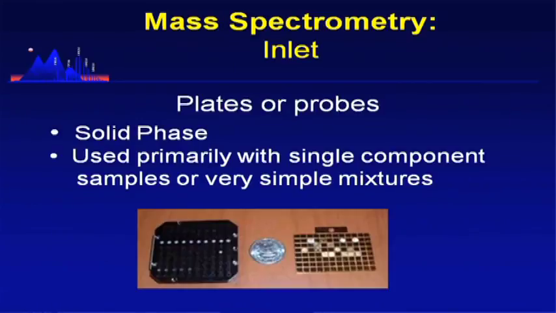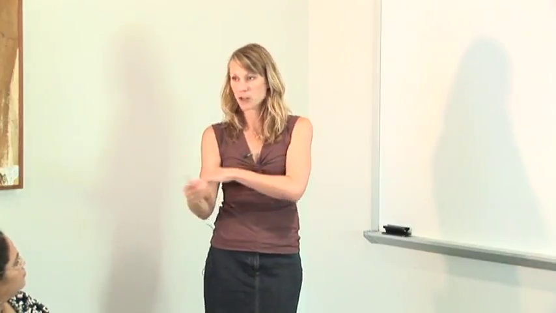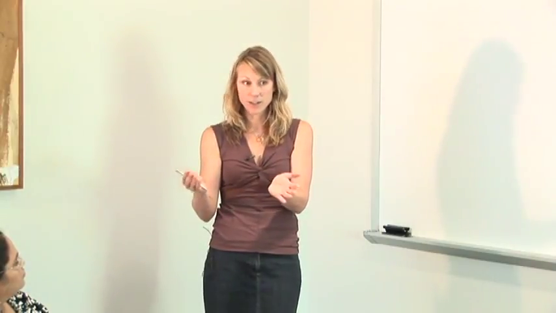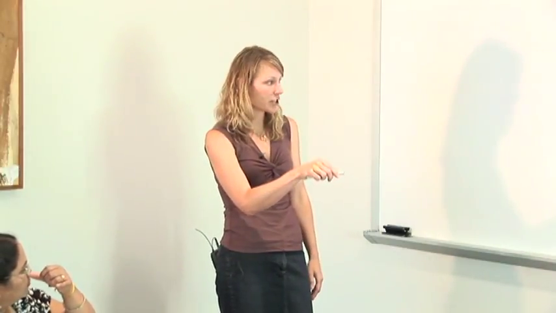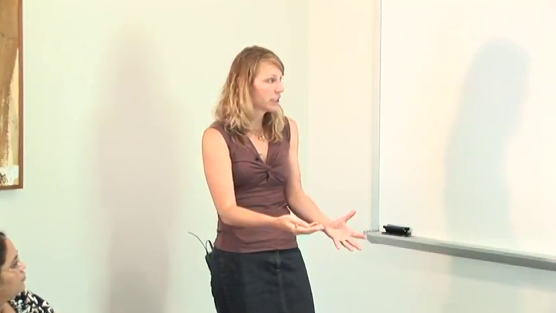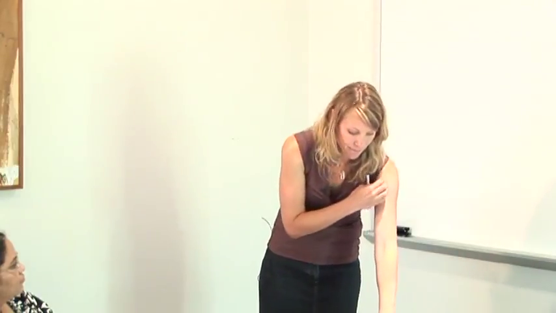So plates or probes, these are, again, solid phase inlets. These are used primarily with single component samples or very, very simple mixtures. Okay? Because in this situation, each of these spots on here is a separate sample, and everything on that spot is going to go into the mass spectrometer at one time. There's no more fractionation up front. There's no way to couple any type of fractionation with this because it's solid. So it can't be very complex because everything's going to go into the mass spec at one time.